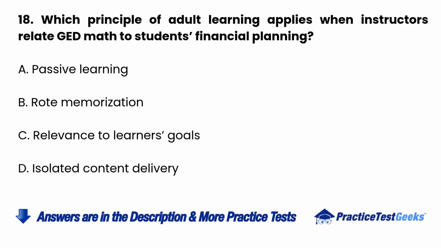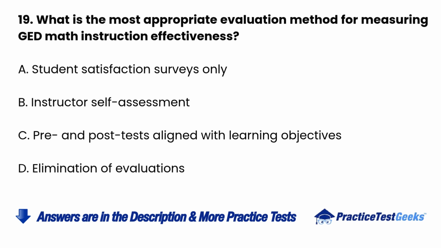18. Which principle of adult learning applies when instructors relate GED math to students' financial planning? A. Passive learning. B. Rote memorization. C. Relevance to learners' goals. D. Isolated content delivery.